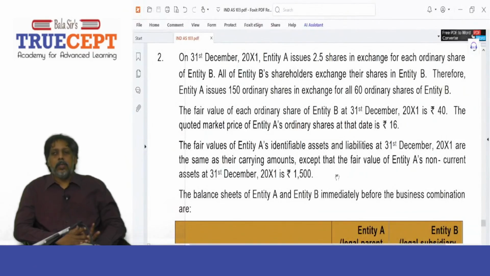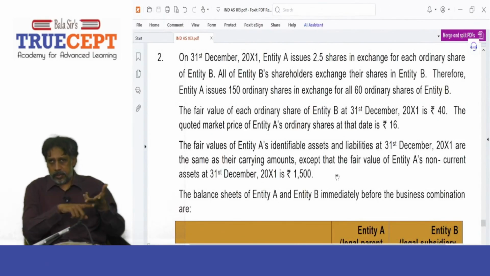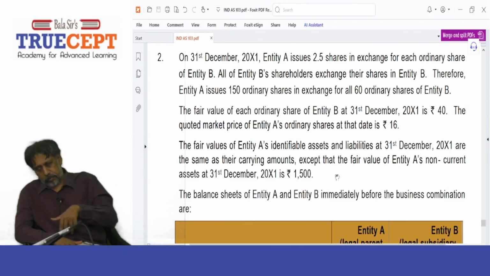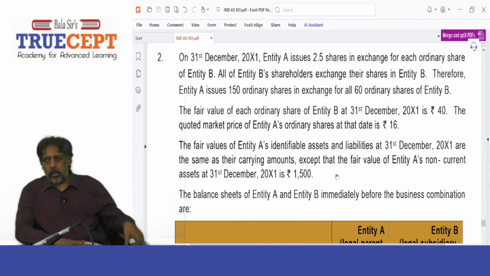Okay, now we shall go ahead and take an example on accounting for reverse acquisition. Let's understand what is the meaning of reverse acquisition and how you should account for it, applying the guidance in appendix B19 to 27 of Ind AS 103 on business combinations.